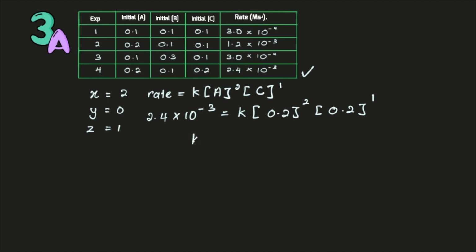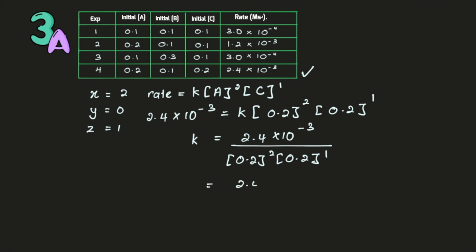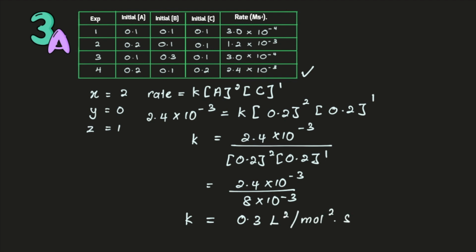So from here, we have k equivalent to 2.4 times 10 to the power of negative 3 divided by 0.2 to the power of 2, 0.2 to the power of 1. Which is equivalent to 2.4 times 10 to the power of negative 3 divided by 8 times 10 to the power of negative 3. So you should get your rate constant equivalent to 0.3 liters squared per mole squared per second. So this is the final answer for question 3A.